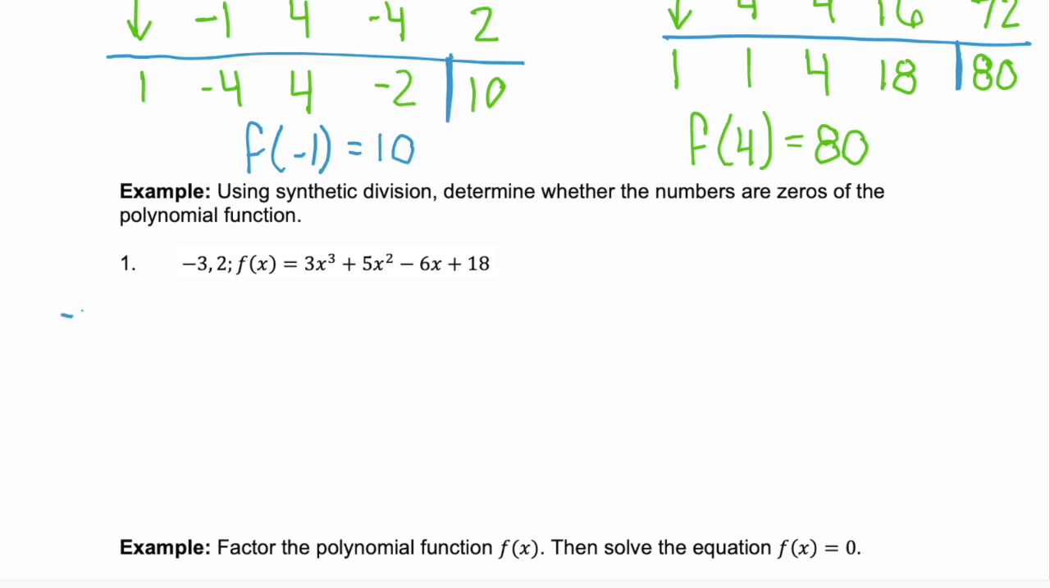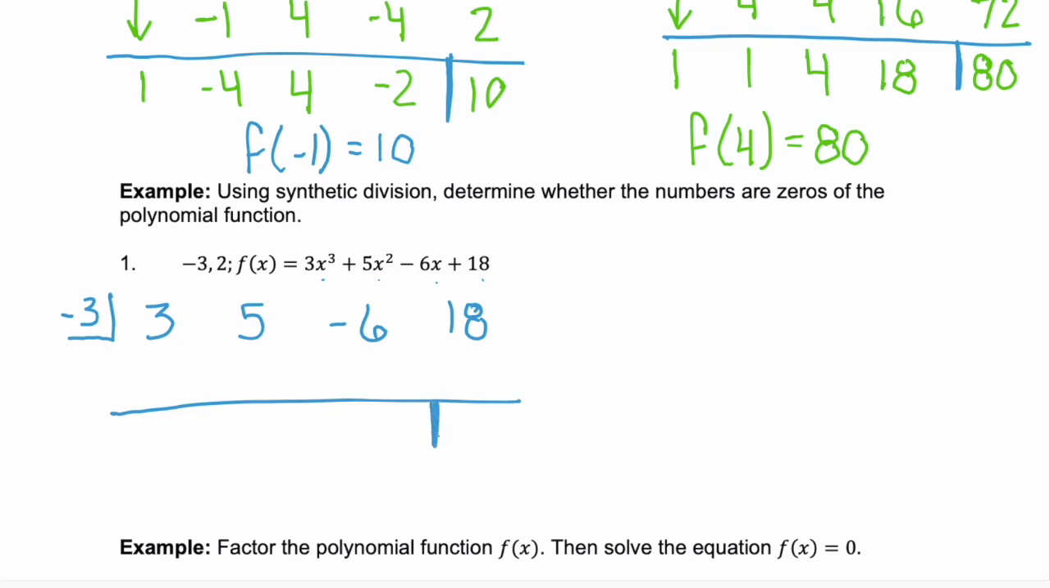So we'll start with the -3, and it goes in our synthetic division box. And then we want to check our exponents, make sure that we have a term to represent everyone. We do. So we write our coefficients, 3, 5, -6, and 18. We draw our bar for the division, and we draw that vertical line where our constant is. And remember, step 1, bring down that first coefficient.